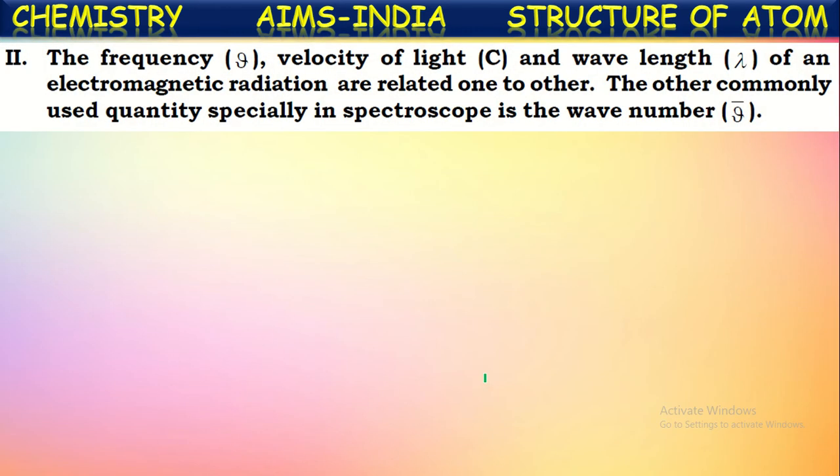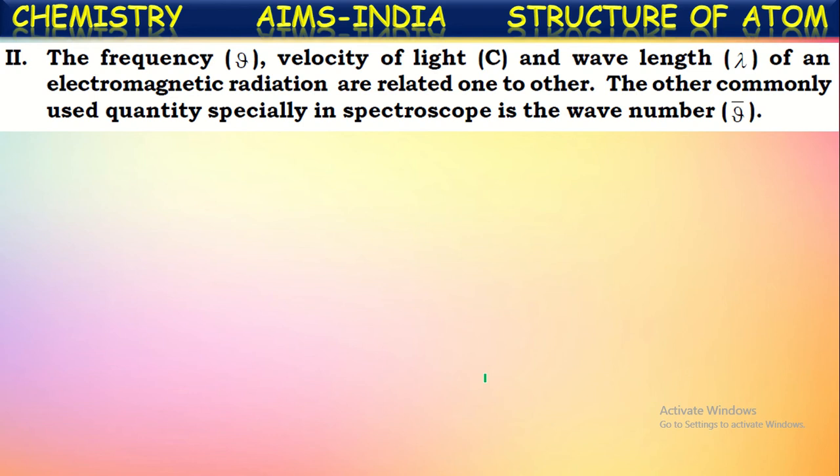Next, one more comparison is given. See the statement given here. The frequency, velocity of light and wavelength of an electromagnetic radiation are related to one another. The other commonly used quantity, especially in spectroscopy, is wave number. So these are all related to one another: wavelength, frequency, wave number, velocity of light. These are characteristics of electromagnetic radiations, and they all are related to one another.